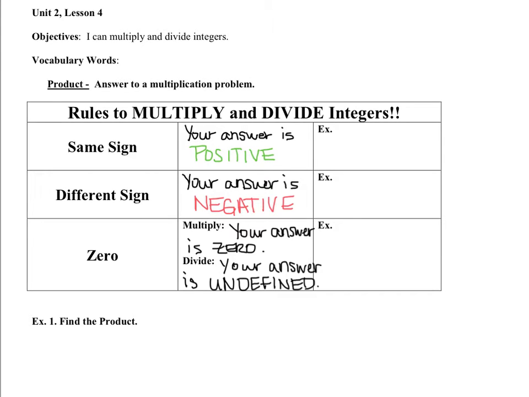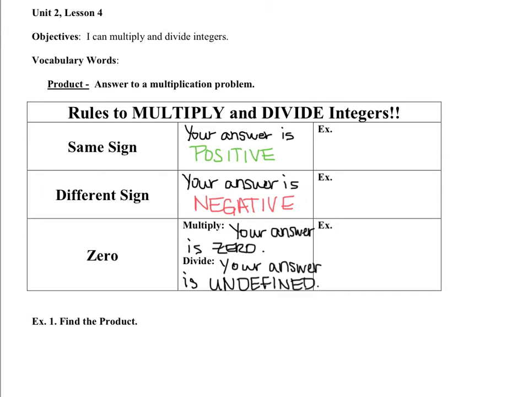Lesson 2-4 is over multiplying and dividing integers. Multiplying and dividing integers is really pretty easy. You multiply and divide just like normal, except you have to think about just one tiny little thing. If your numbers have the same sign, your answer is positive. If your numbers have different signs, your answer is negative.